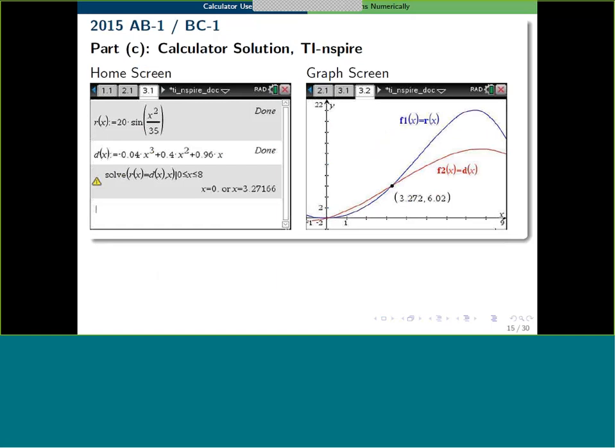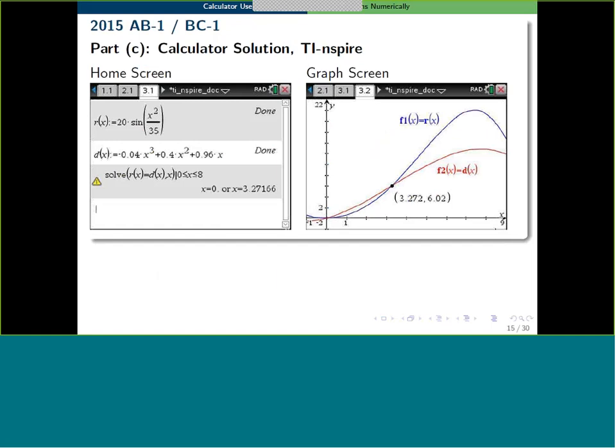And here I did a little bit of that with the TI-Nspire, working on the home screen on the left-hand side. I entered the functions R of X and D of X. And Vicki and I have been talking about this. What I initially used was the solve command, which in my mind starts out to try to analytically solve that equation. And I asked the calculator to solve that equation over the interval 0 to 8, and it came back, of course, with 2 solutions.